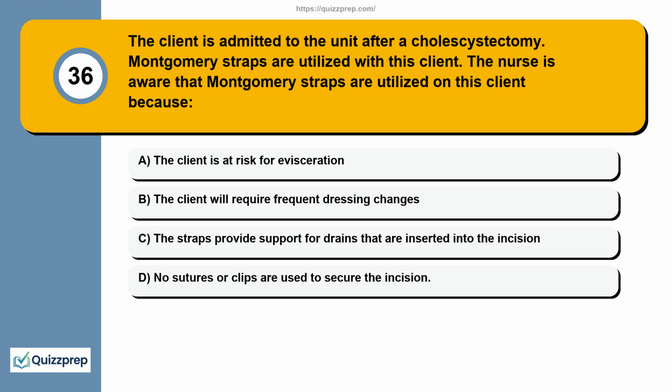Question 36. The client is admitted to the unit after a cholecystectomy. Montgomery straps are utilized with this client. The nurse is aware that Montgomery straps are utilized on this client because the client is at risk for evisceration. The client will require frequent dressing changes. The straps provide support for drains that are inserted into the incision. No sutures or clips are used to secure the incision.